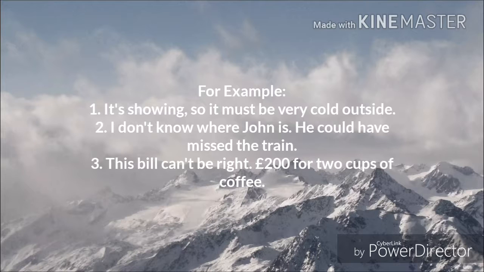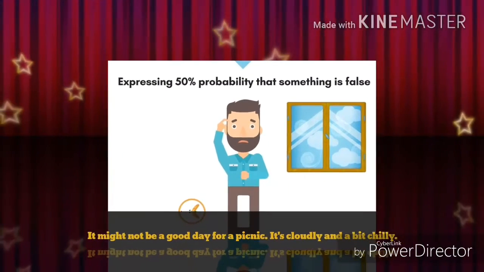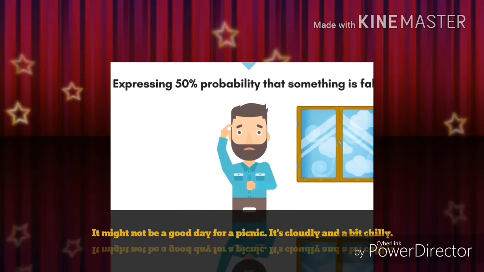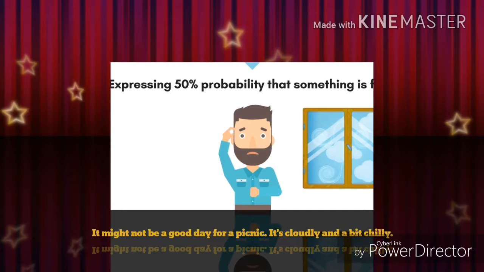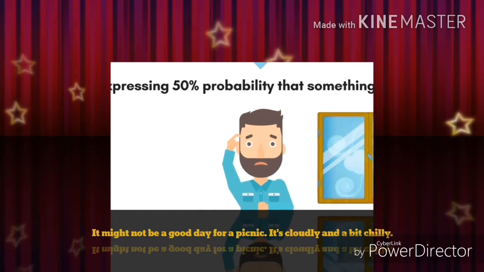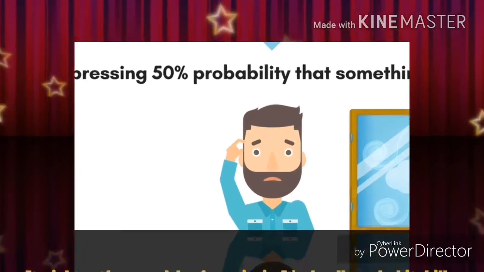In the second example, I don't know where John is. He could have missed the train. In the last one, we use might. But in this example, in negative, it might not be a good day for a picnic. It's cloudy and a bit chilly.